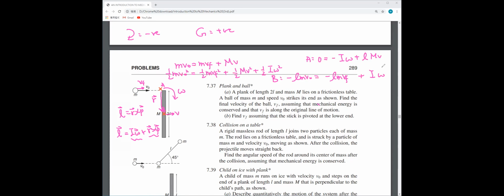Any questions here? Can you express omega in terms of V? No, actually they are not quite related. You need to solve it, and then you know the answer.